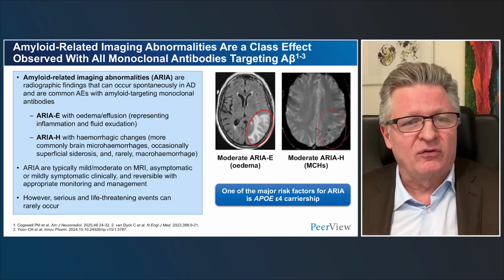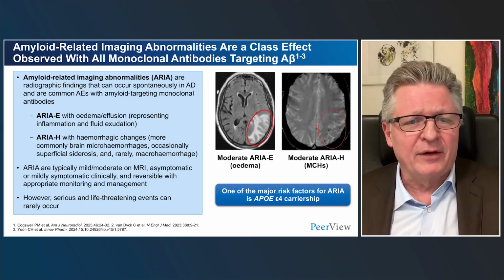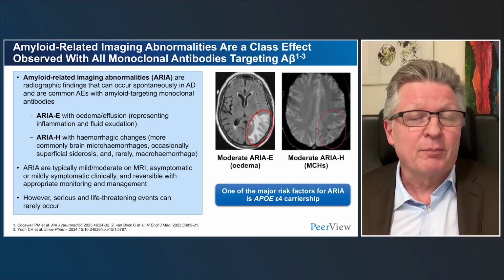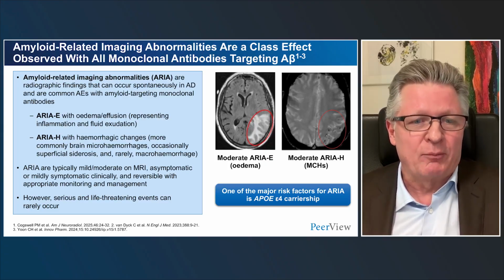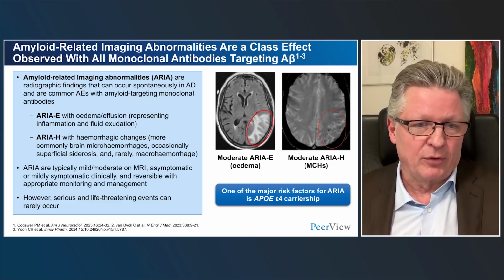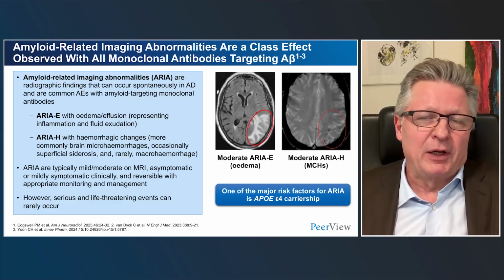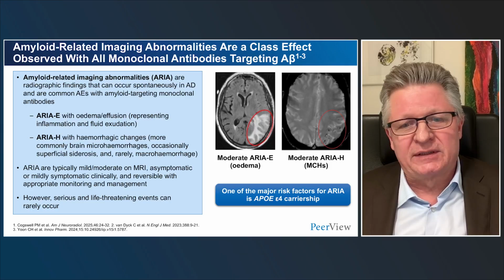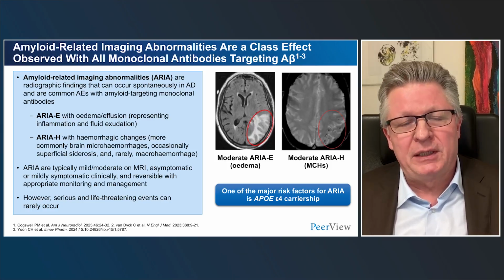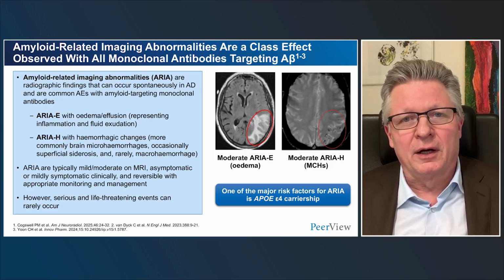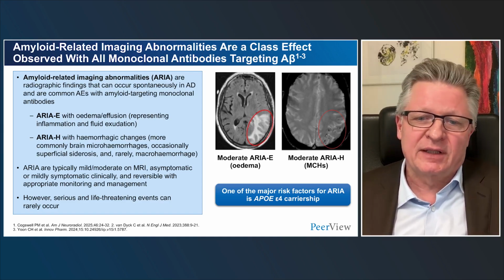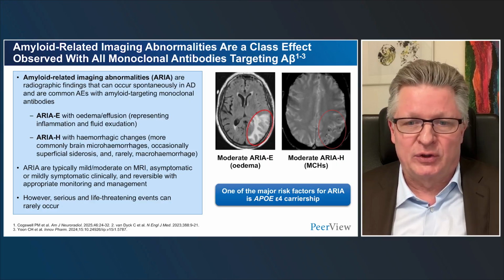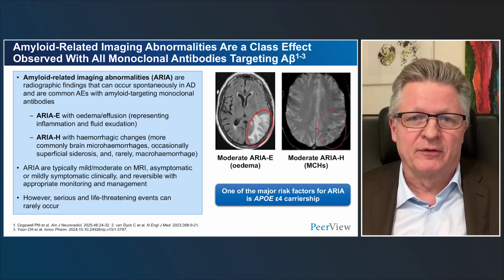Typically, however, these ARIAs are not noticed by the patient, so they are asymptomatic. They are observed on MRI, but they are asymptomatic for the patient. But they require monitoring and management. And as I said, sometimes there may be even more severe, larger bleedings. What we have learned from the studies is that APOE4 is actually the main risk factor for these ARIAs.